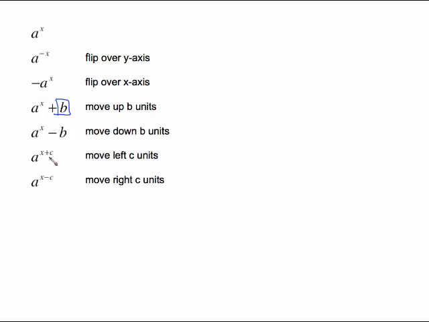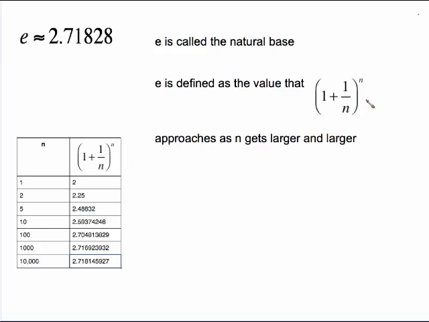These two, the c, the transformation is up here with the exponent, which makes it a horizontal shift. This moves left c units. It goes opposite of the sign. This one, because this says minus c, goes opposite the sign, which means we need to move it to the right c units. You may have heard of e.